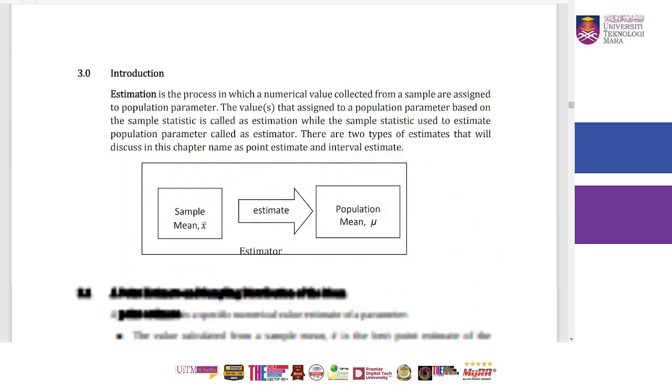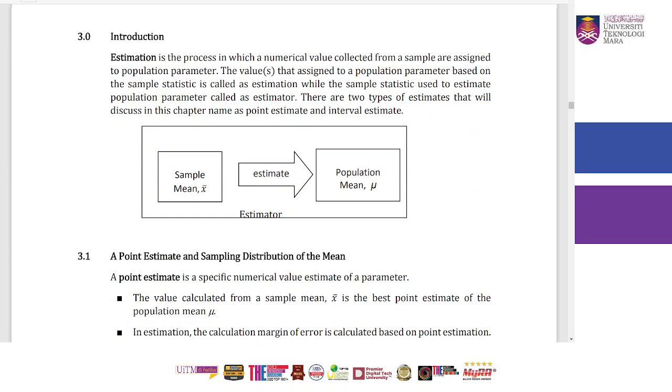Okay, the first thing that we need to know is exactly what is estimation is all about. Apa sebenarnya estimation ni? Okay, apa yang dimaksudkan dengan estimation? So, in general, estimation is the process in which numerical values collected from a sample are assigned to population parameters. So, dengan kata lain, estimation adalah satu proses di mana kita mengambil satu nilai numerik daripada sample untuk menerangkan tentang sesuatu populasi, parameter populasi. So, itu yang dimaksudkan dengan estimation.